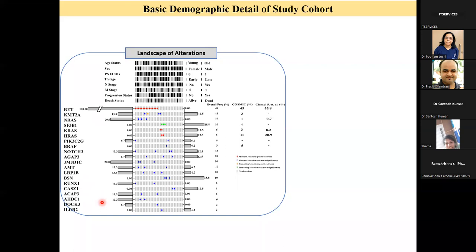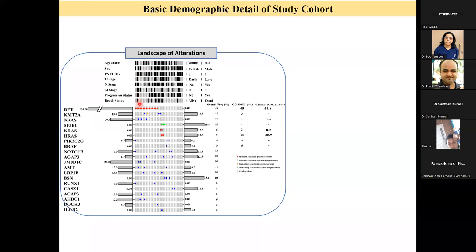Now, interestingly, what you get to see is that the overall frequency of the cohort is drastically different when you make two different groups of medullary thyroid. One group is RET mutated, all of the patient samples here are RET mutated patient samples, and all of the patient samples here are RET negative. Okay, so if you look at their clinical data, all of these RET mutated patients don't have any particular clinical parameter enrichment, but if you see their molecular profile, it is drastically different.